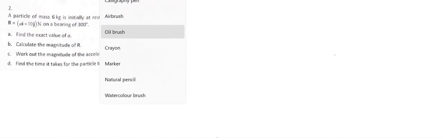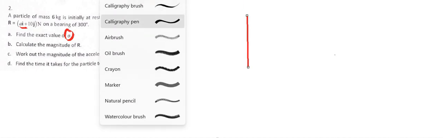Okay, so here's question 2. Quite a simple one, but it's using a vector, and we've got an unknown in our vector. So we have to find out what A is in this vector. So let's think. A particle of mass 6 kilograms is initially at rest and is then acted upon by a force R on a bearing of 300 degrees.